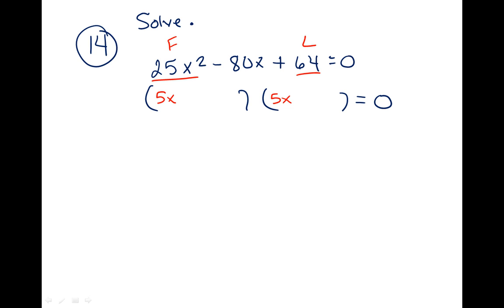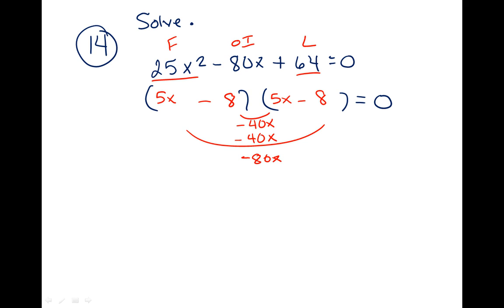Look at your last term. What multiplied by itself equals 64? That's a perfect square also. 8 times 8 is 64. Check your inner and your outer. Your inner, 8 times 5x is 40x. 5x times 8 is 40x. We need it to add up to negative 80x. So ask yourself whether they're both negative or both positive. Negative 40 and negative 40 is negative 80. So 5x minus 8 times 5x minus 8 equals 0.